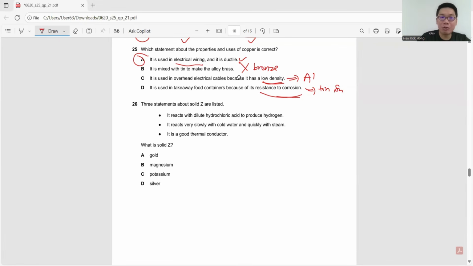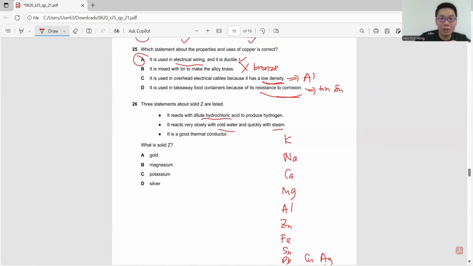26. Three statements about solid Z are listed. It reacts with dilute hydrochloric acid to form hydrogen. Reacts very slowly in cold water but quickly in steam. It's a good thermal conductor. So this is about the electrochemical series for the metal. We know the arrangement is like this.